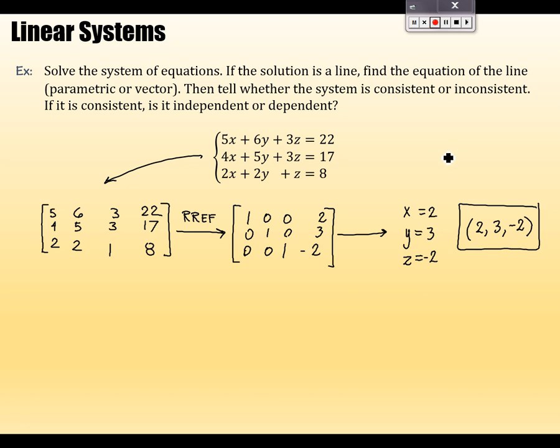Yeah, this system is certainly independent, which means it's also consistent. So we might say it's consistent. And to be more precise, it's consistent independent, because it's a point solution. Okay.